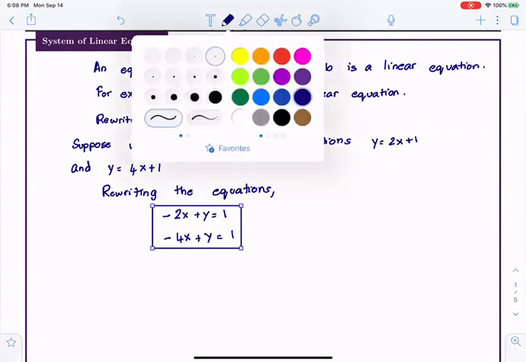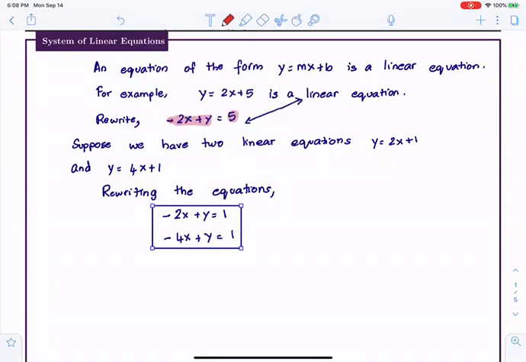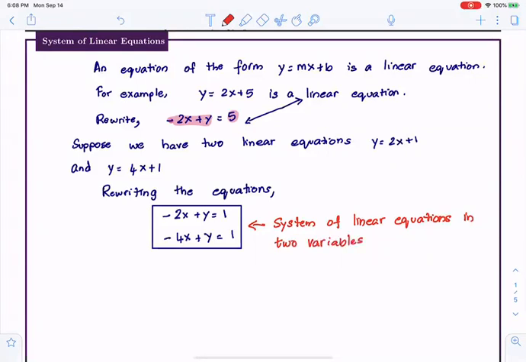And that is what we call a system of linear equations in two variables. In this case, the variables are x and y. We call it a system because we have two equations. Now, of course, there are systems of linear equations in 3 variables, 4, 5, 10, 15, 100. We can keep on going.